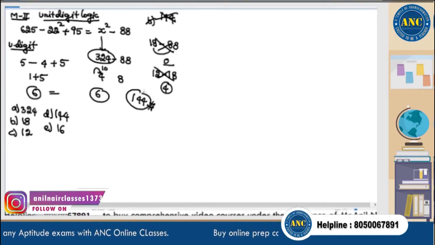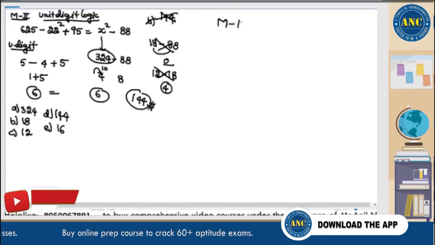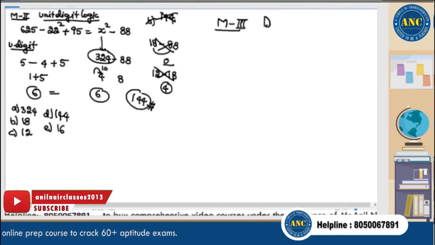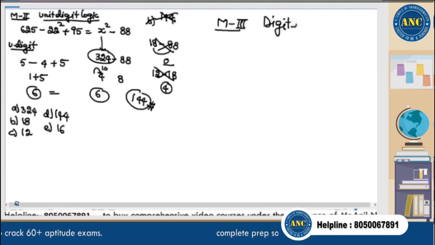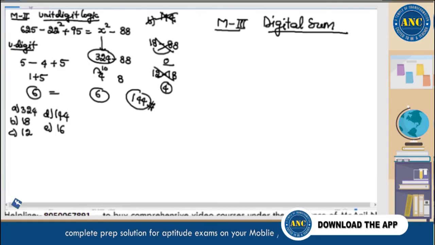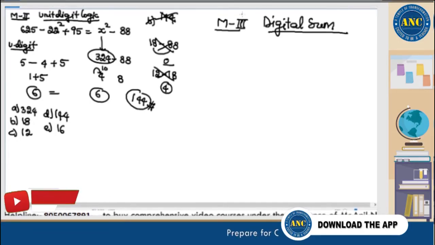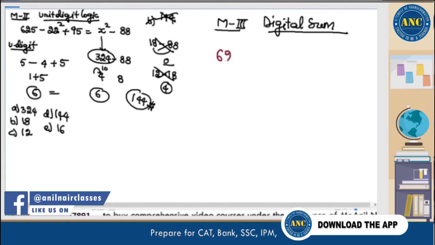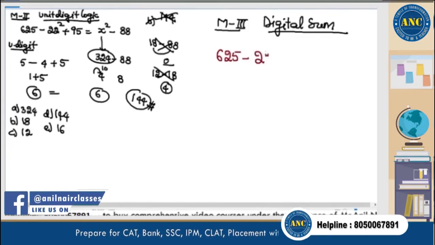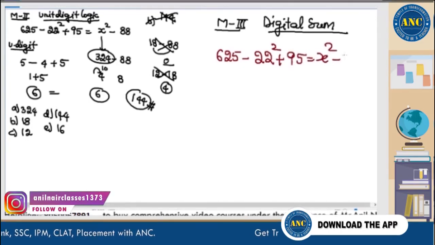Method 1 is perfect square logic. Method 2 is unit digit logic. Method 3 is depending upon the question. These are all the tools which you will use to get the answer fast. Digital sum logic: sometimes if the digital sum gives you more than one answer, you will go to unit digit. If unit digit is giving you more than one answer, like this question, you will go to digital sum logic. 625 minus 22 square plus 95 equivalent to x square minus 88.